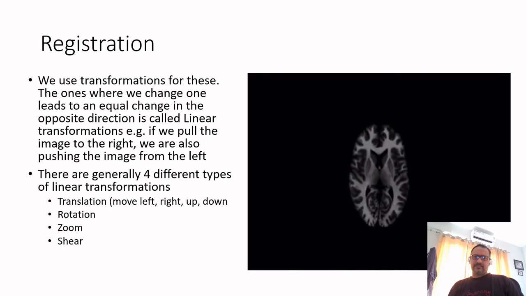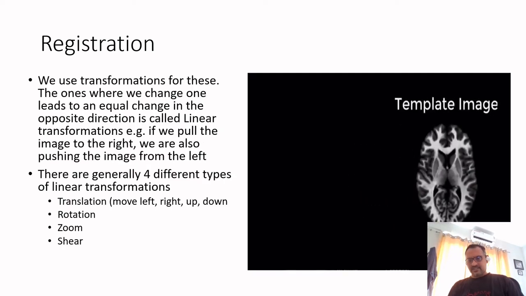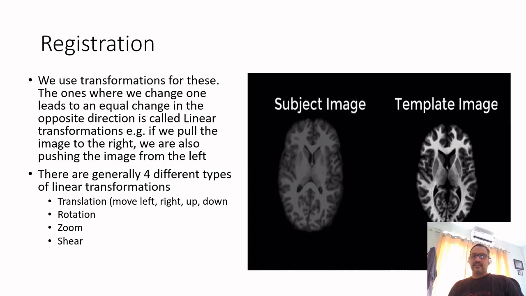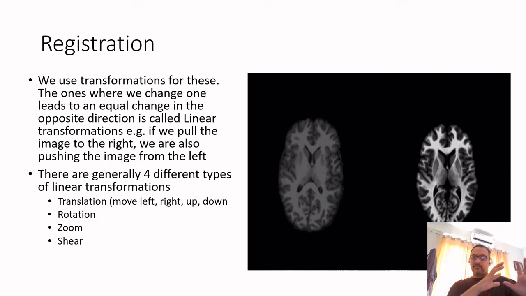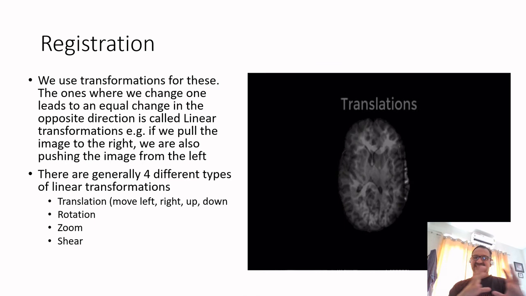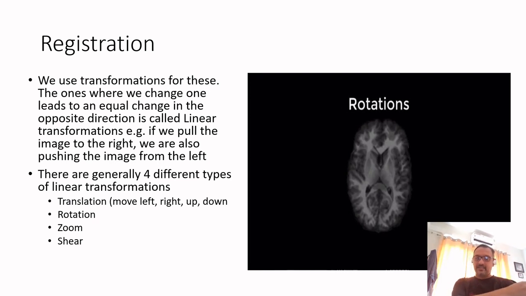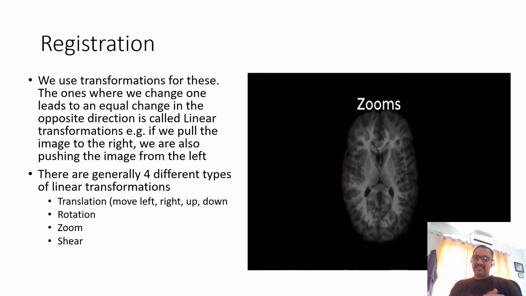Okay. What exactly do you use for registration? How do you even register something? We utilize transformations for this, and the way you can think about it is, I can push an image to the left or right. But remember, when you push something from the left to the right, I am also pulling from the opposite direction, correct? These kinds of transforms are called linear transforms. And there are generally four types, right?